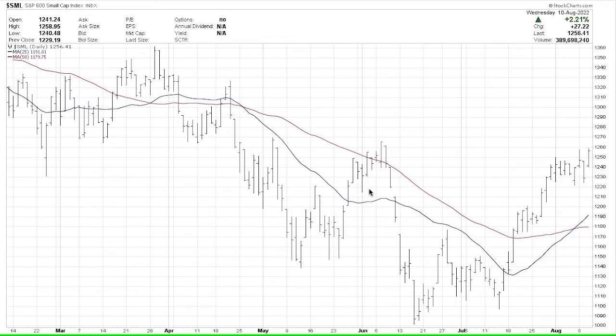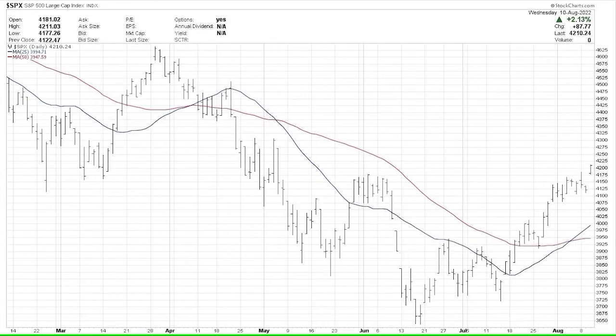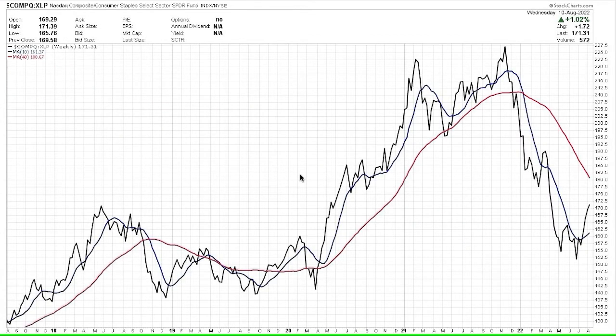Here's the small cap stocks. Again, same story, looks very, very positive. Here is the S&P 500, same story, looks positive. So we're looking like the bottom may have been put in on this market. We had basically a 16-month bear market. Hopefully it's over.